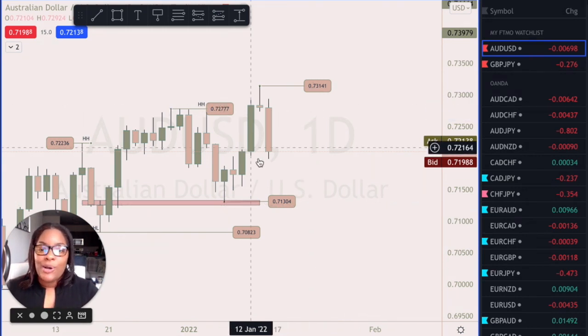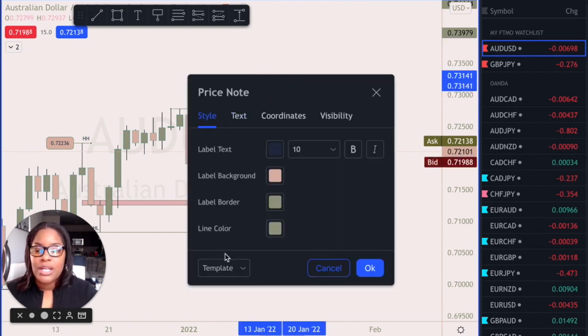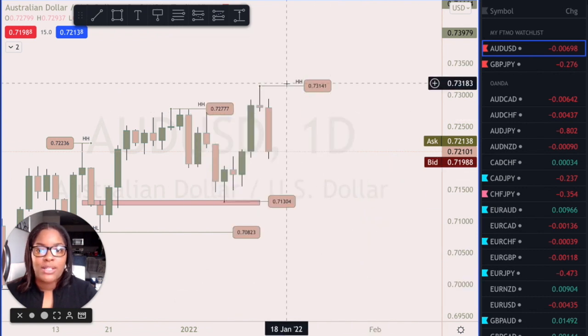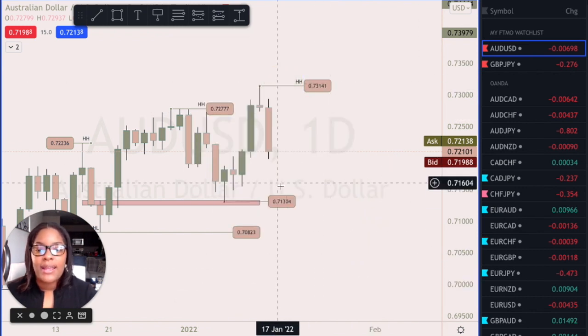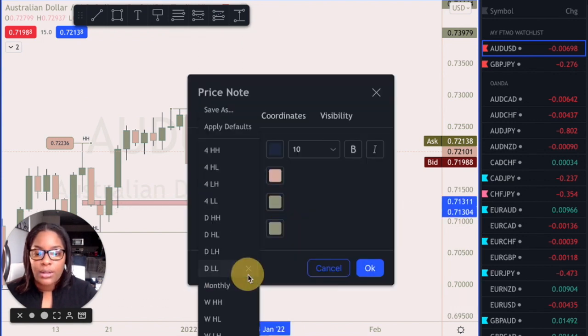So here's why. Once again, we made a new higher high here. So I'm going to bring out my template to make it easier for me to keep up with. So y'all see it says HH for higher high. Now 0.71304 is my new higher low.